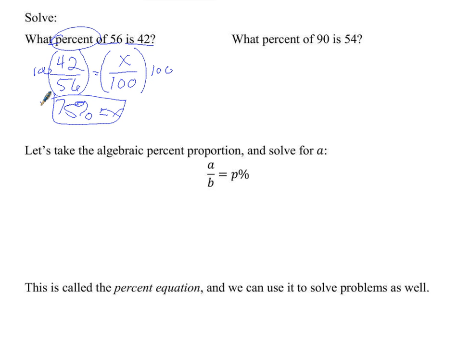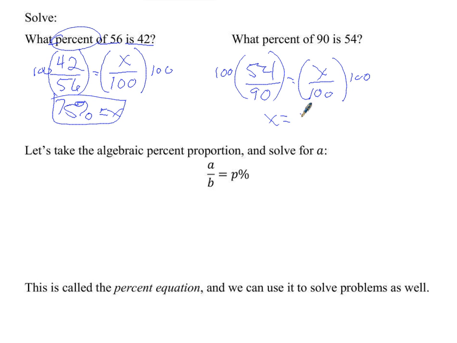What percent of 90 is 54? So what do I put? 54 over 90 equals x over 100, and then we'd multiply both sides by 100. And what do we get for our answer? x equals 60%. There you go. So not too bad, right? As long as you remember the is over of equals percent over 100. That'll help guide you on these types of problems.